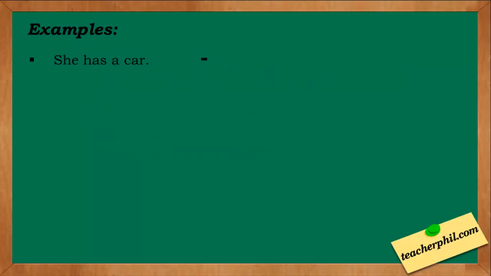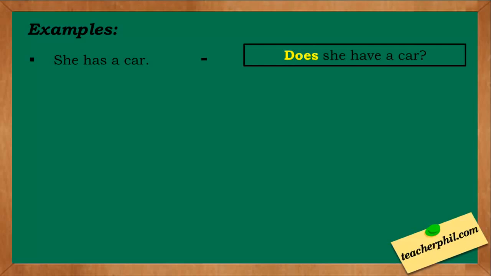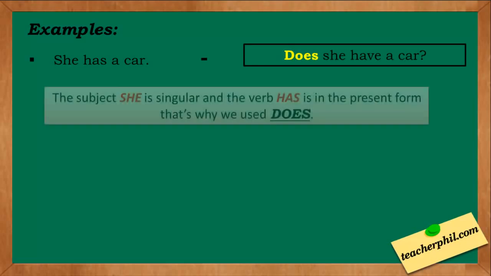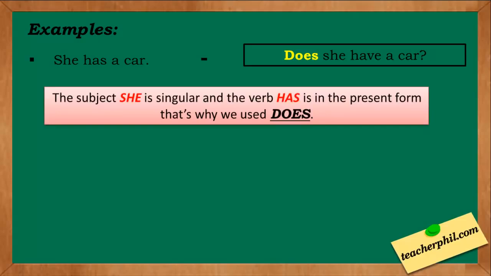Examples, she has a car. Does she have a car? There is no be verb in this sentence. The subject she is singular and the verb has is in the present form. That's why we used does.